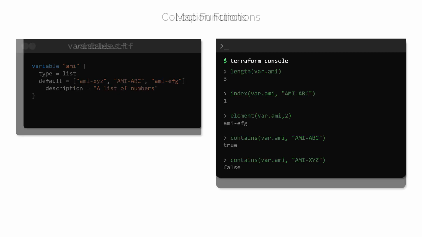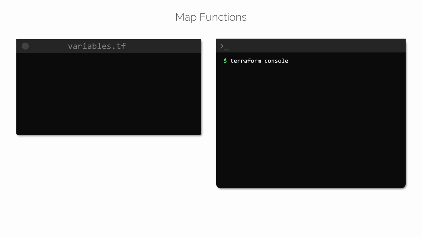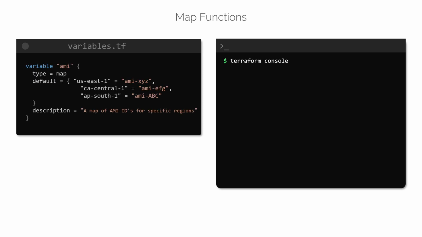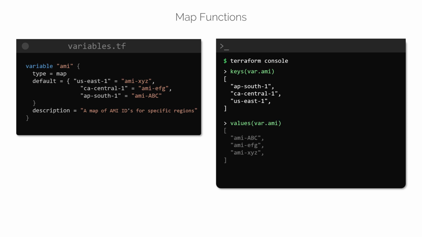To wrap up this lecture, let's have a look at some functions used for map data types. Here, we have updated the AMI variable, which is now a map. This map uses region as a key and an associated AMI ID as the value. To convert this map to a list with just the keys, we can make use of the keys function and supply the map as an argument like this. To convert it to a list with just values, which are AMI IDs in this example, use the values function.